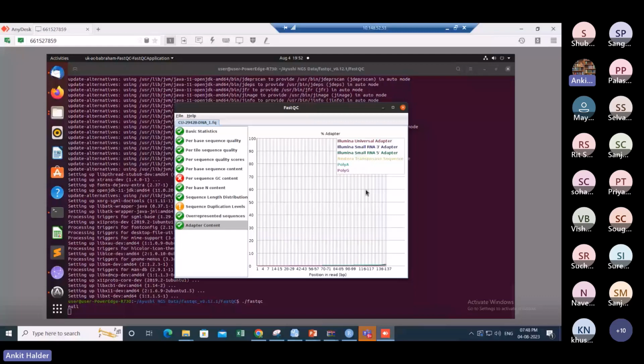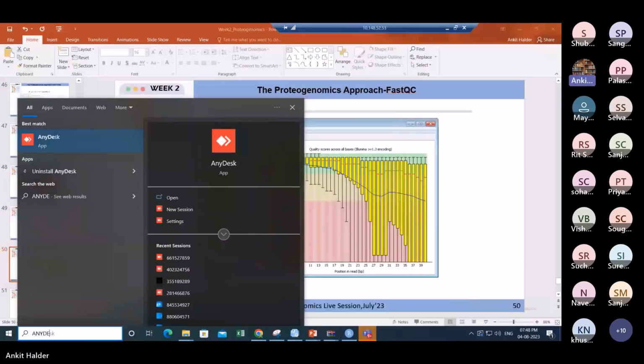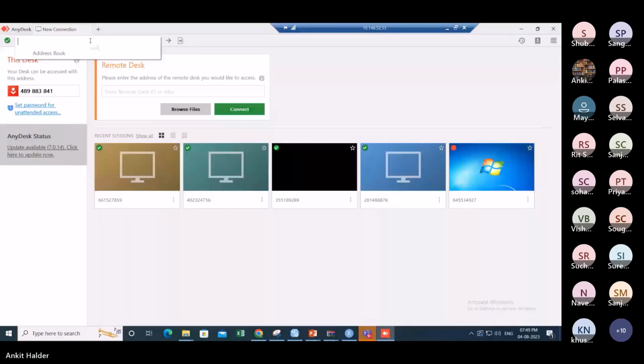With multiple samples, how do we get all the samples in a single space if we try to find out? Just a minute, I will show you.